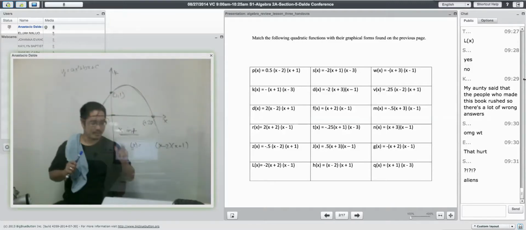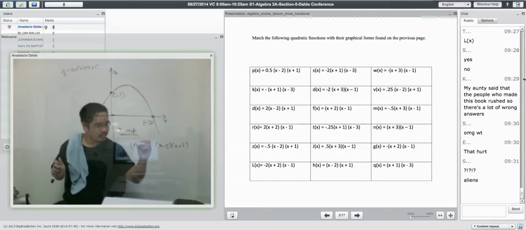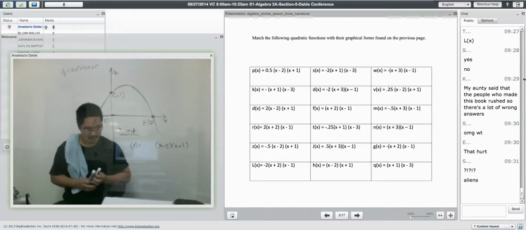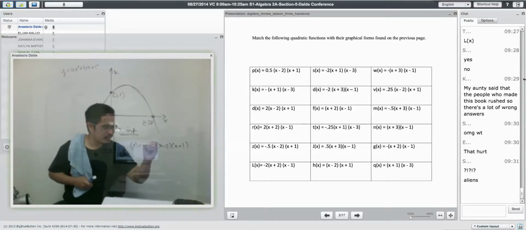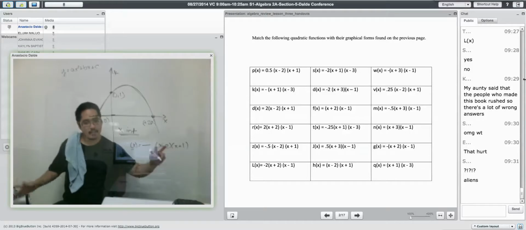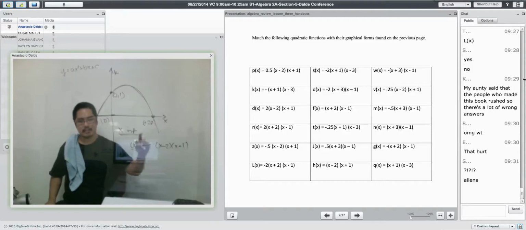All right, here, check this out. Here's what I'm going to say. I would say that the answer is negative. You put a negative out in front there. Let's just put a negative out in front there, because what that does is it keeps our x-intercepts in the same spot, but it flips the parabola over.